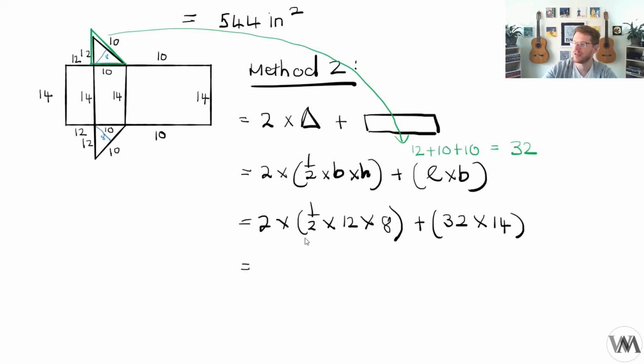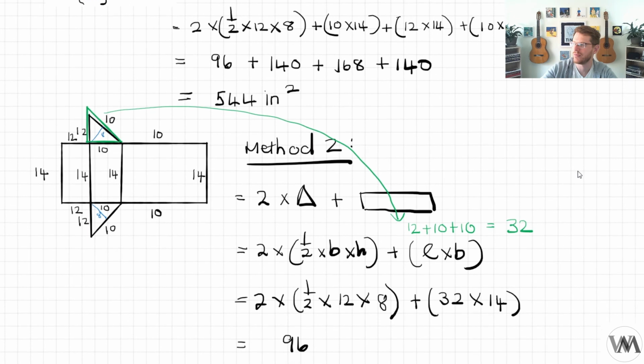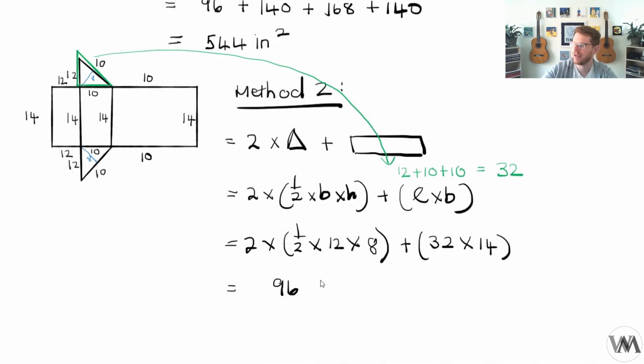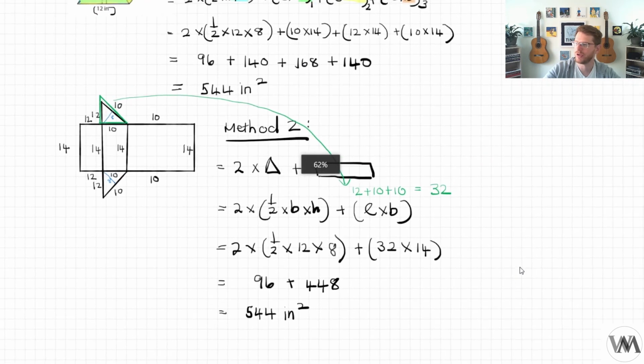And now if I work this out, this is still going to yield 96, just like we had in our previous example. And then this one here will give me 32 times 14 is 448. And adding those together will give me 544 inches squared. So this one is the same, just remembering what information we need to carry over and how they should look when we use the net shape.